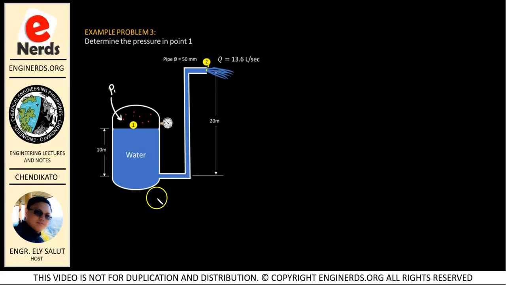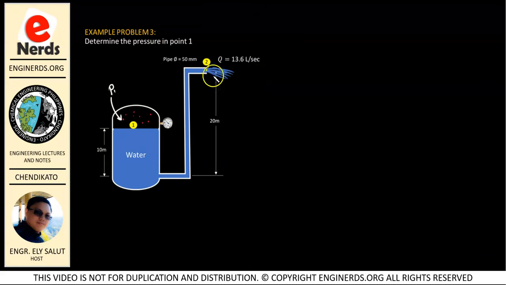Diba? Ganun yun. So, we have our given here, the elevation of our water from this point, which is 10 meters, and up to that point, we have 20 meters. We have the diameter of the pipe, which is 50 millimeters. And our fluid here is water. And also, we have volumetric flow rate here. Okay, so dito sa ating point 2, our water is flowing at 13.6 liters per second.